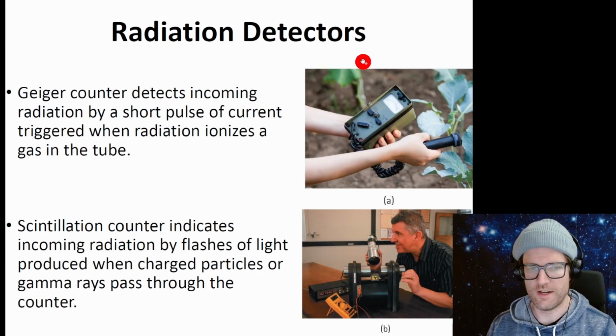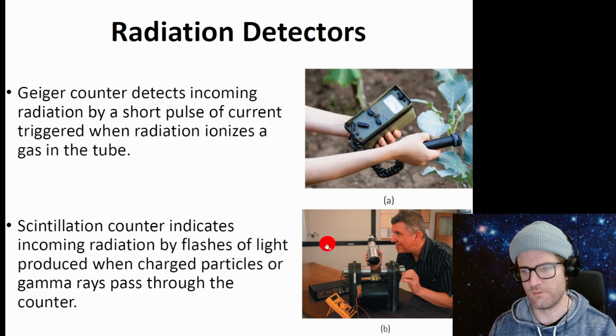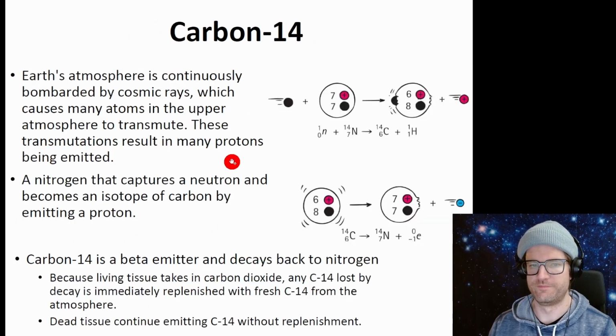Okay, there are radiation detectors. A Geiger counter detects incoming radiation by a short pulse of current triggered when radiation ionizes gas in the tube. That's the clicky sounds. A scintillation counter indicates incoming radiation by flashes of light produced when charged particles or gamma rays pass through the counter. So this is a second way to measure radiation.